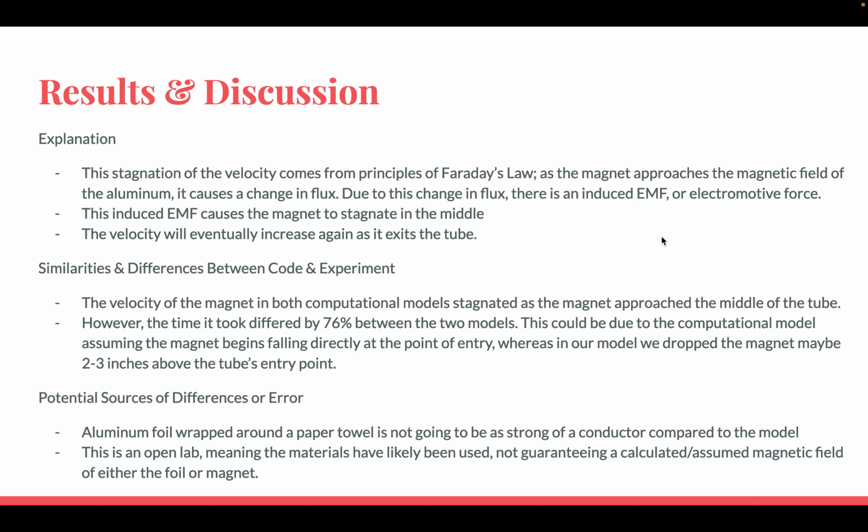There are a few factors that can explain this, including the fact that the computational model assumed the movement of the bar magnet started right at the point of entry, whereas we dropped our magnet about 2 to 3 inches above the tube's entry. Furthermore, a tube of aluminum foil is an imperfect and inconsistent conductor that is likely not as consistent throughout as a computational model would be. Another potential source of error is that this is an open lab, meaning the materials have likely been used before, which can further alter the results.